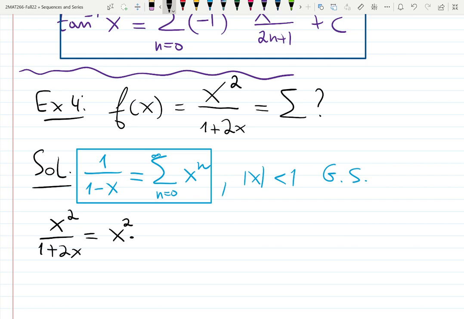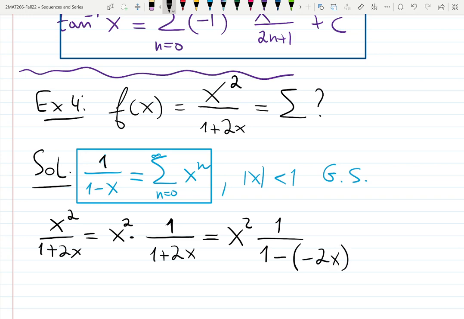Take this x squared out, and you will have 1 over 1 plus 2x. Now I already have 1 and 1. At least that matches. Both functions have 1 at the top. I need the denominator to be 1 minus input, but I have 1 plus 2x. The same trick works. It will be 1 minus the input, minus 2x. Minus gives you plus. Check it out.